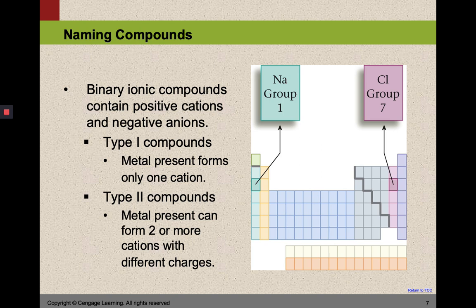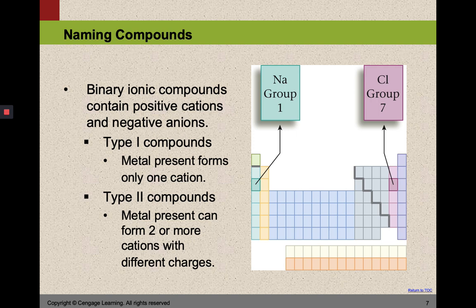All right, so there are two types. So type 1 comprise those compounds wherein the metal present only forms one cation. Okay, so for example, sodium. Okay, and the metals found in the alkali and in the alkaline earth metals. Okay, also silver. Okay, silver can only form Ag+ cation.